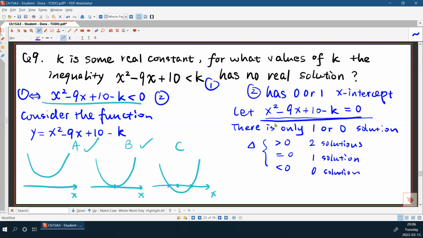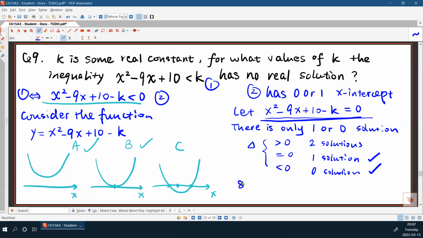And we already know that this function has only one or zero solution, right? Therefore, our delta here needs to be either this one or this one, right? You understand? Okay, let's calculate the delta.